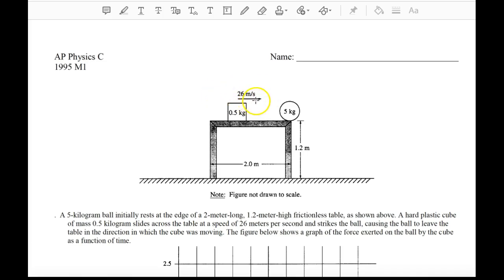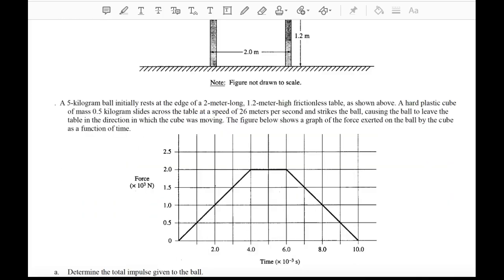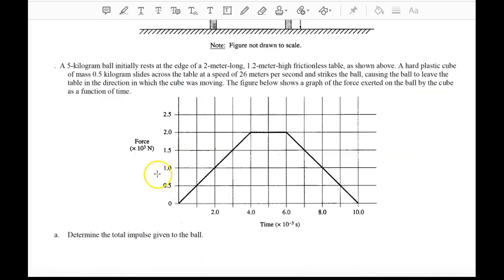The block is moving at 26 meters per second. It collides with the ball. And when it does that, it causes the ball to leave the table in the direction in which the cube is moving. And there's a figure below that shows a graph of kind of what's happening. So you'll see this is force and this is time.